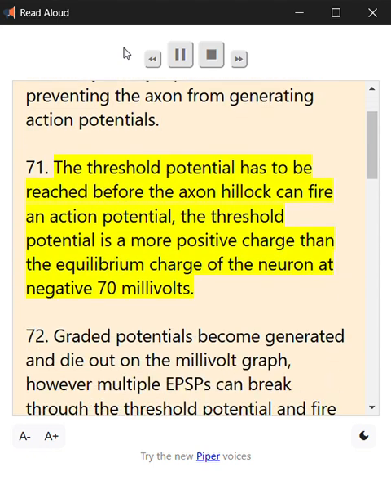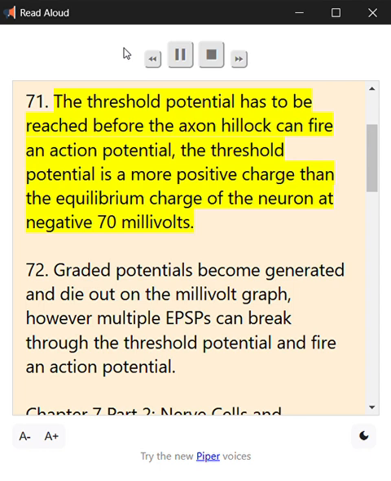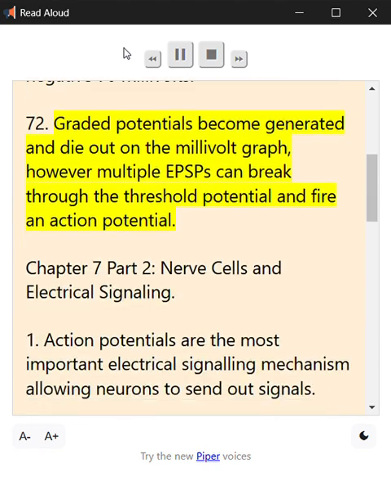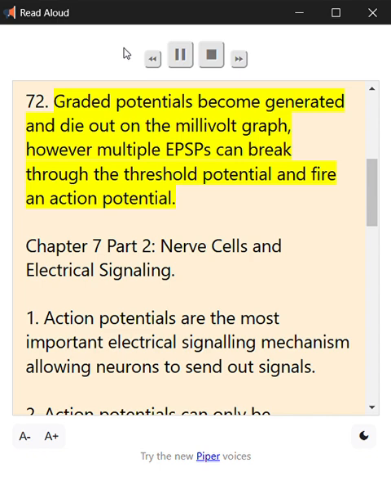71. The threshold potential has to be reached before the axon hillock can fire an action potential. The threshold potential is a more positive charge than the equilibrium charge of the neuron at negative 70 millivolts. 72. Graded potentials are generated and die out on the millivolt graph. However, multiple EPSPs can break through the threshold potential and fire an action potential.